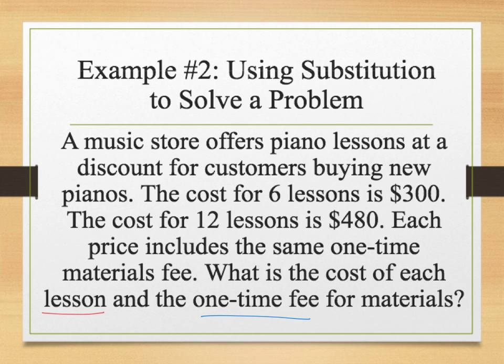So if we look at our first sentence that deals with numbers, they're telling us that our lessons is 6, and then the final value is 300. What we paid is 300. In the second equation, we're told that there are 12 lessons, but we've paid 480. However, they tell us that for both equations, they use the same one-time materials fee. What's so great about knowing that they're the same is since they're the same, we don't actually need to know what they are. They can just be some value of y.